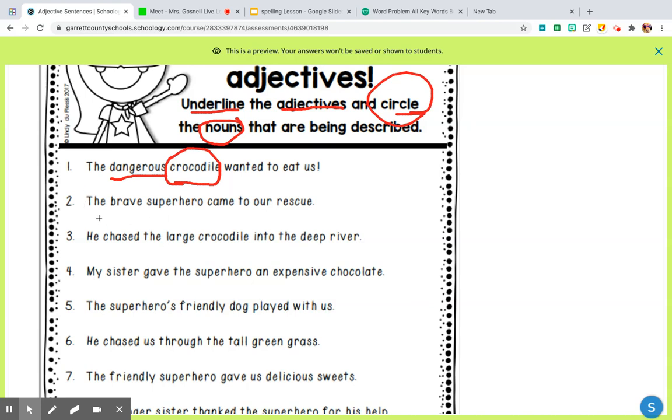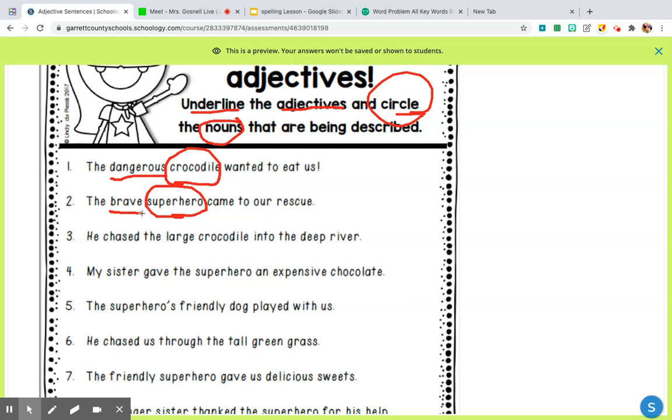All right, so number 2, the brave superhero came to our rescue. Find my nouns. That's key. You know what a noun is. Find your nouns first because you know an adjective describes the noun. My noun is superhero. Just circle that. Now, what kind of superhero? Well, he was a brave superhero. Are you noticing what I'm noticing? That most of the time the adjectives are right before the nouns, but not always.